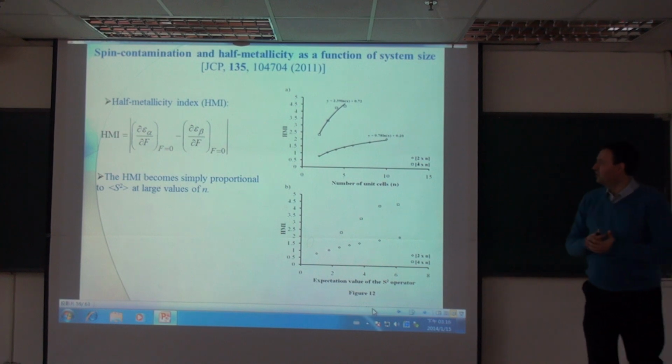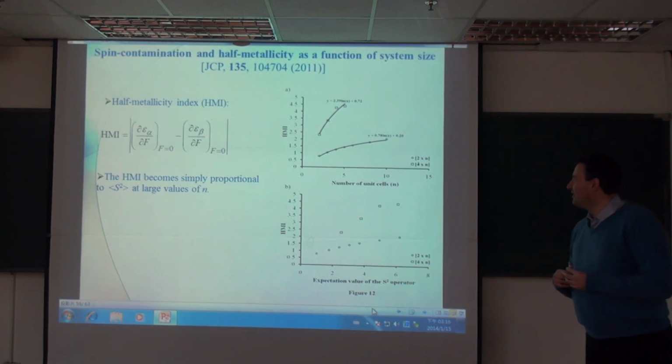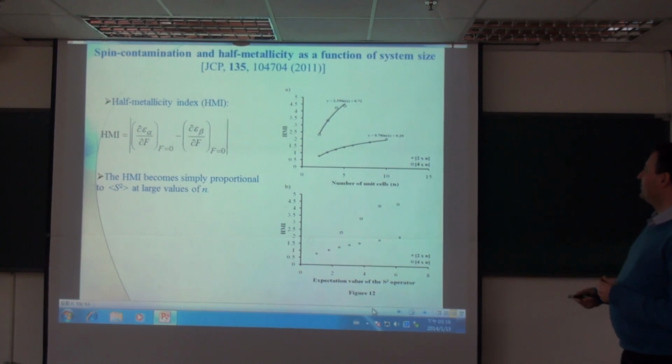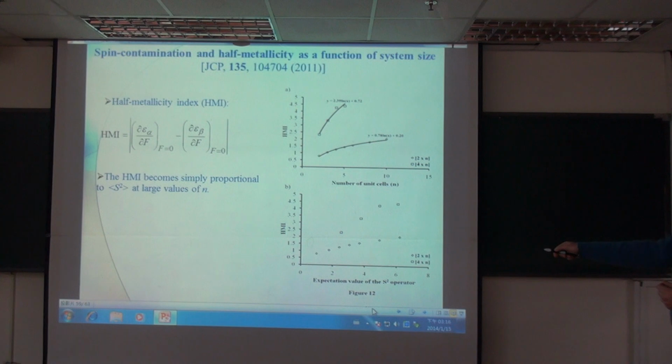Thus, we also computed what we call the half metallicity index by taking the difference of energy derivative of orbitals with respect to the external electric field. And we found that for the two series we consider, A-scenes and 4 times N nanoribbons, the expectation value of the S square operator, with the spin contamination, increased proportionally to N.